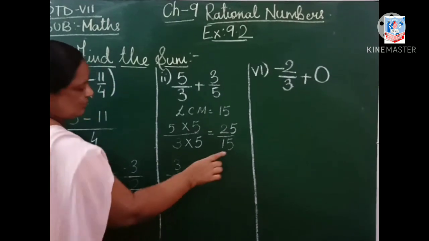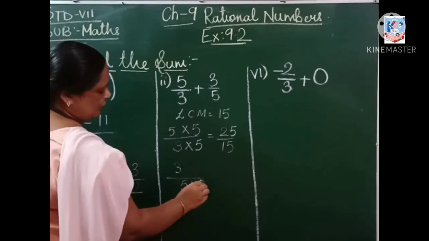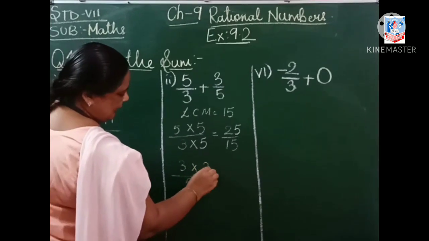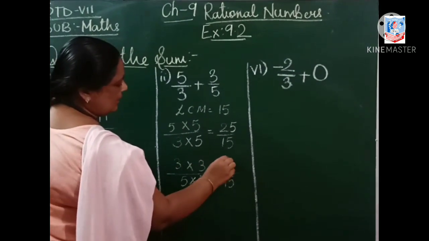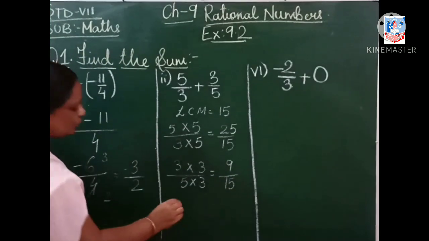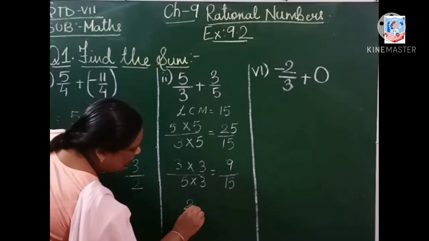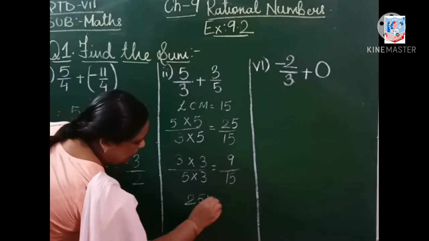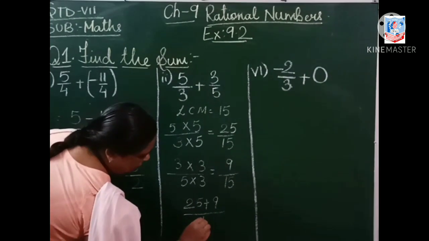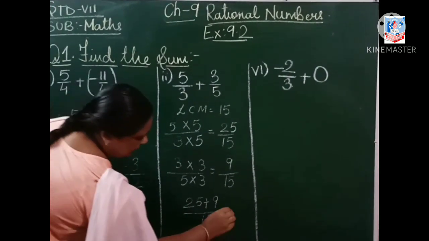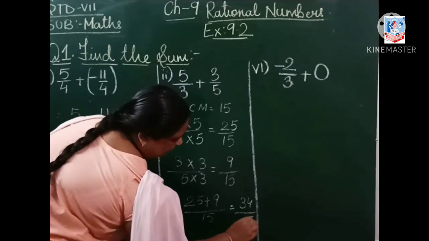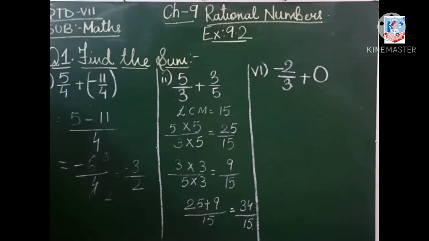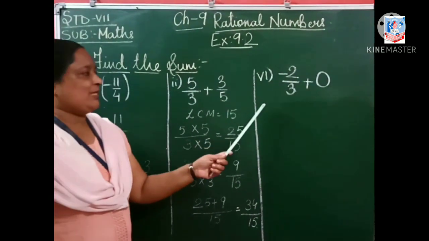Next is 3 by 5. To make the denominator 15, what will we do? We will multiply by 3. 5 3s are 15. 3 3s are 9. Now 25 plus 9 by 15 is equal to 34 by 15. This is your answer. Now question number 6.